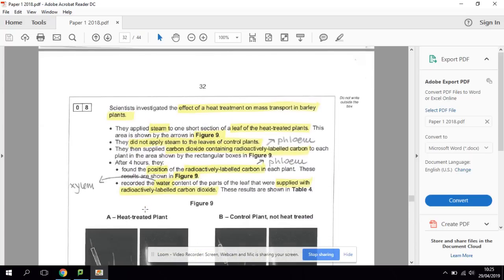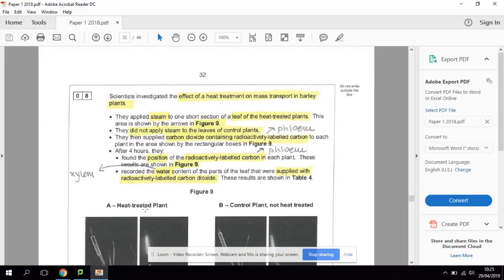Right, so again, we've got here a heat treatment on mass transport in plants. They've given you lots of information here. They applied steam to one short section of the leaf. Then you've got this in figure 9, and they did not apply steam to the leaves of control plants, and then they supplied carbon dioxide. Okay, so carbon dioxide is to do with the carbon, so it's to do with the carbohydrates. So that will be the transport in phloem.